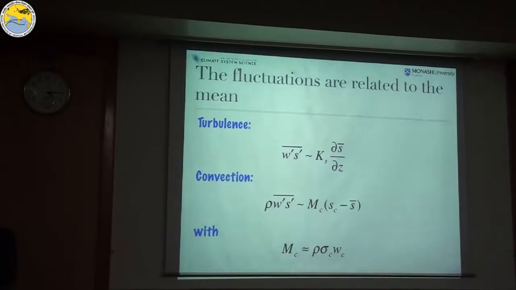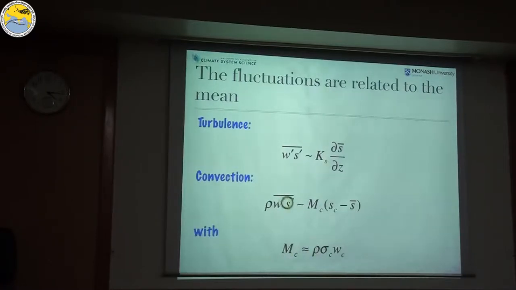In convection, we spent considerable time deriving this idea of representing this flux through a mass flux formulation, where we ended up saying this flux is a mass flux times the variable inside the cloud minus the grid mean, and this mass flux was a product of density, the fraction that's covered by convection, and the velocity in the cloud. Right? So that's how far we got.